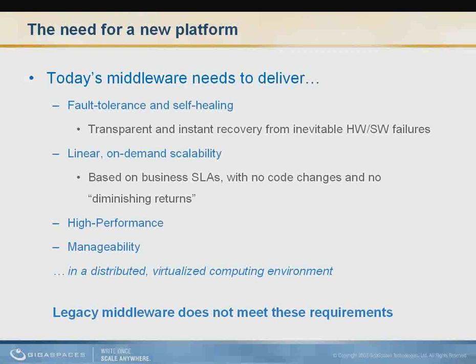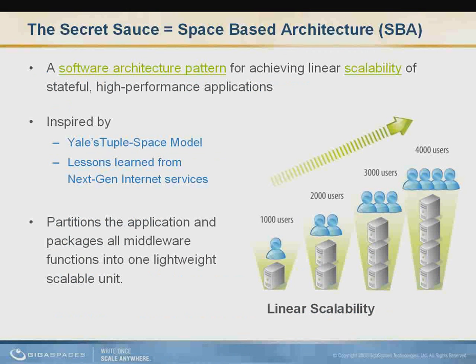Usually today that involves a lot of manual work, and in many cases also changes to our code. What we do expect from middleware is really to provide us the core services that middleware should provide: fault tolerance and self-healing, linear on-demand scalability, high performance, and obviously the ability to manage that, especially in a distributed environment. That becomes even more important than in a standard client-server mode. And as I said, the main challenge that we're seeing today is that most of the middleware that exists today does not really address that problem, and obviously that's an opportunity, and that's where GigaSpaces fits in.